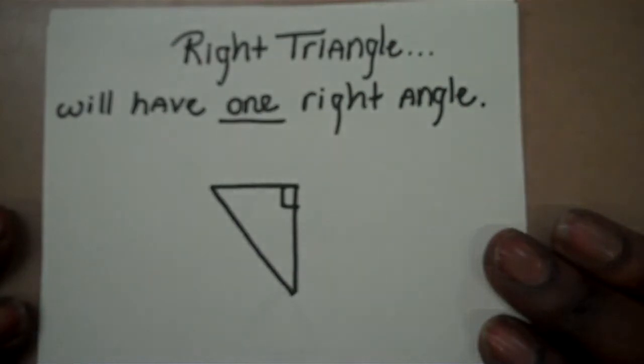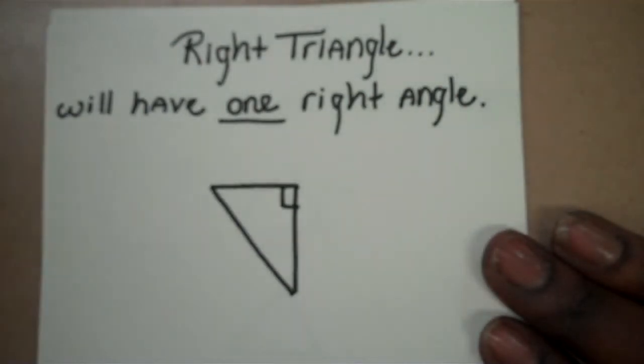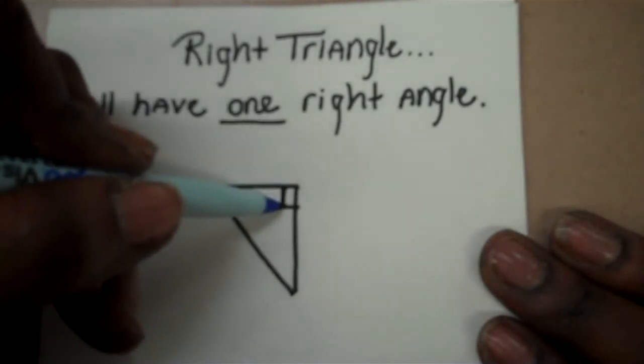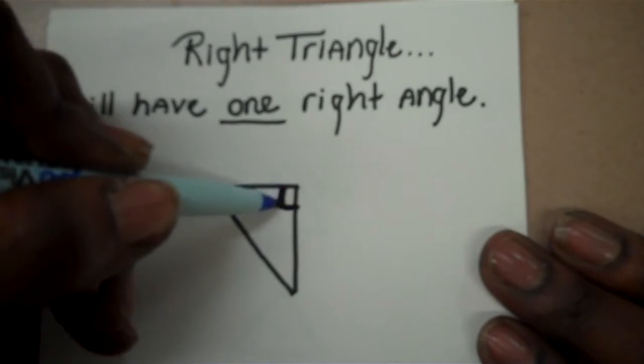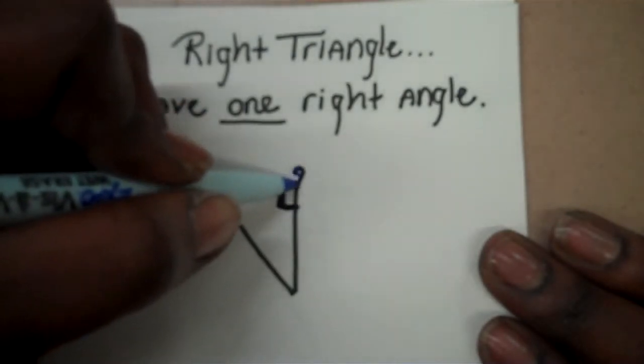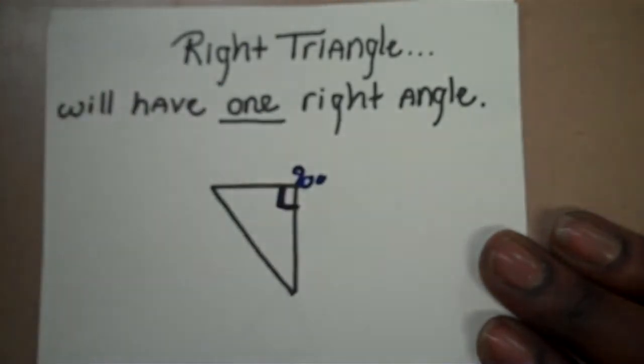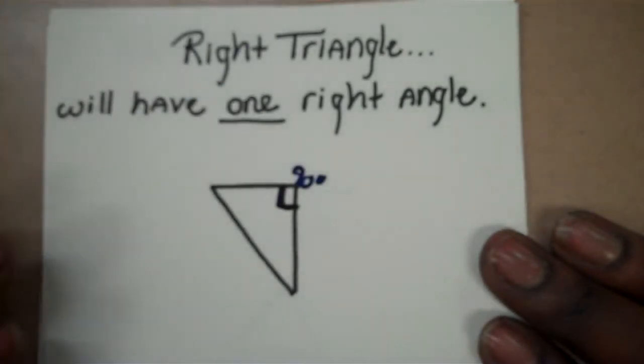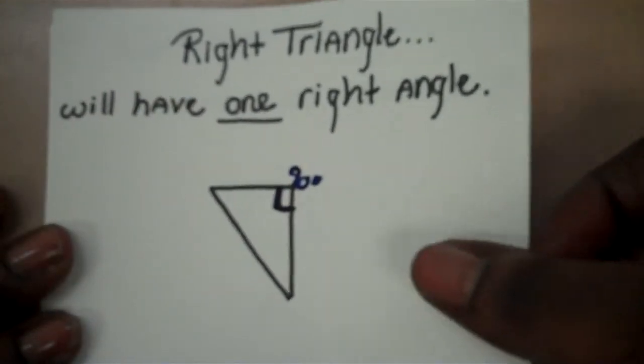Next is a right triangle. In order to be considered a right triangle, the triangle will only have one right angle in it. Sometimes the right angle will be notated with a kind of box notation, or sometimes it will be labeled as 90 degrees. But if it has one right angle, again, this is a right triangle.